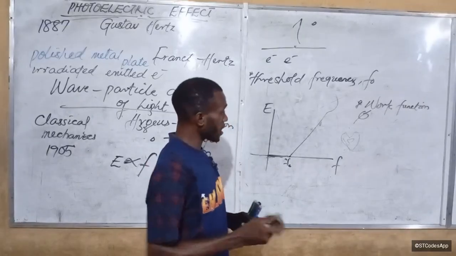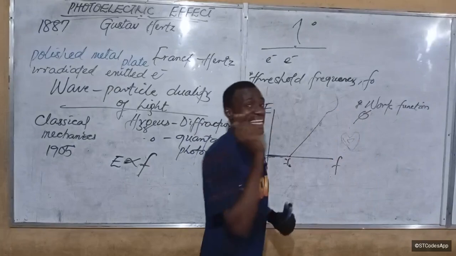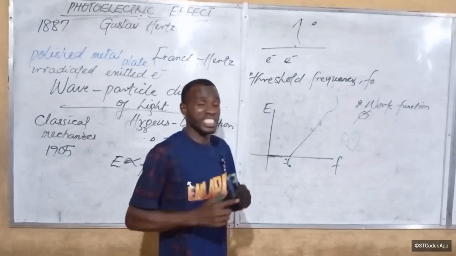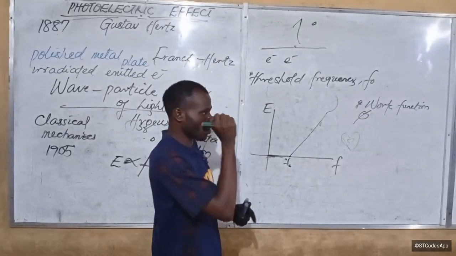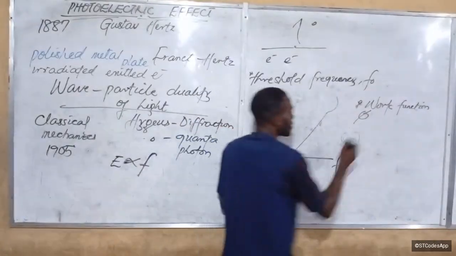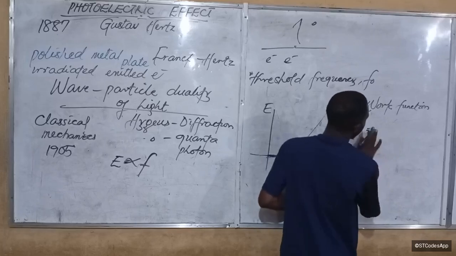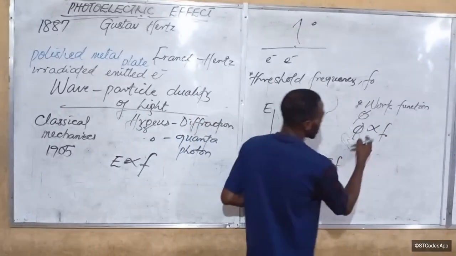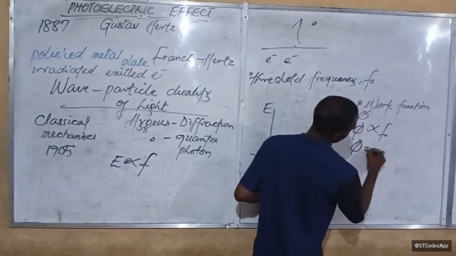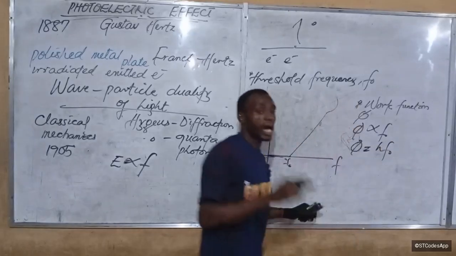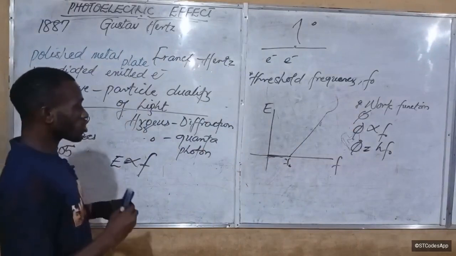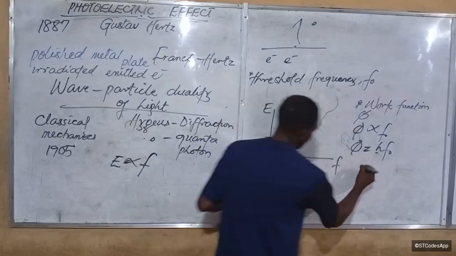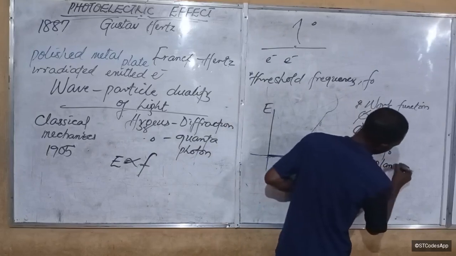Is that okay? Okay. So the work function is the minimum energy required for the electrons to just come out of the metal surface. That is the work function. So we say that work function is directly proportional to the minimum frequency, which is the threshold frequency. So there's a constant of proportionality here. Phi is going to be equal to what? H f naught. Albert Einstein in 1905 discovered that this, Max Planck, this H is named Planck's constant.